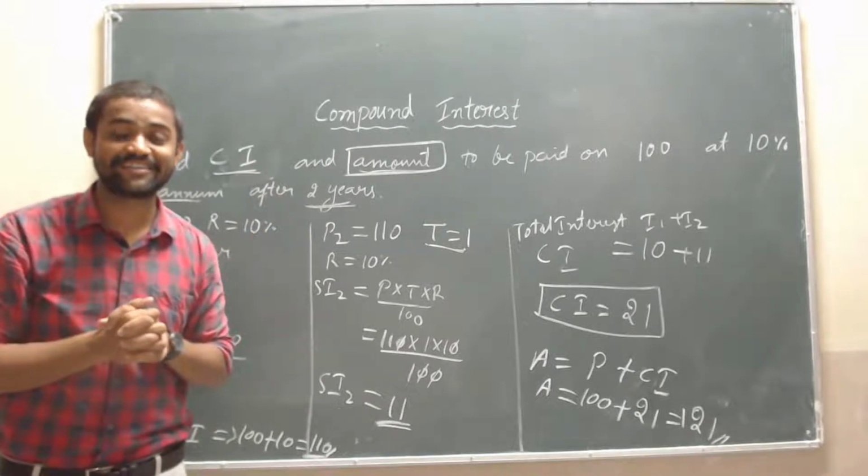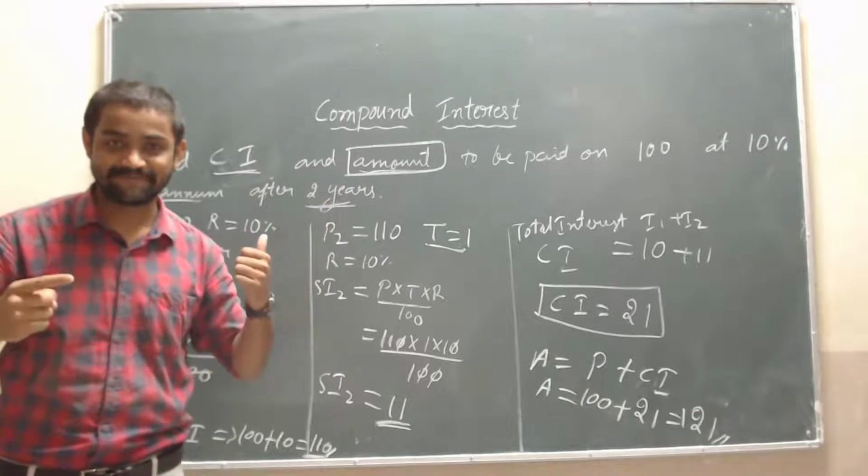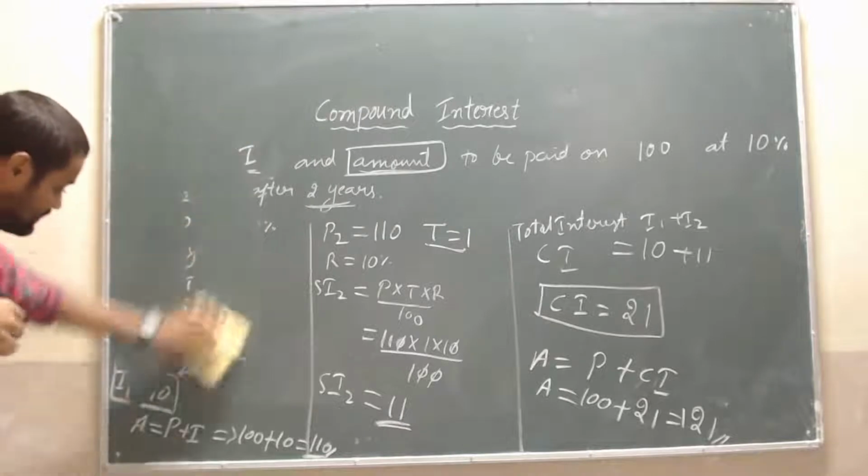Chakravaddi in Kannada is called Chakravaddi. Isn't it? Interest on interest is compound interest. Is it clear? Yeah. Let's see the second one. Next example.